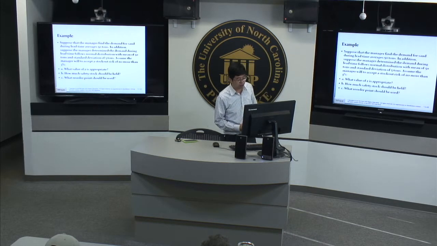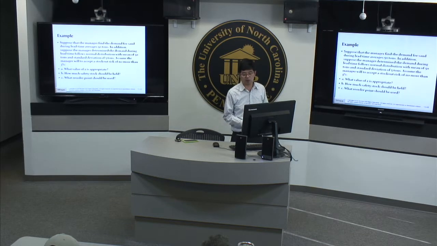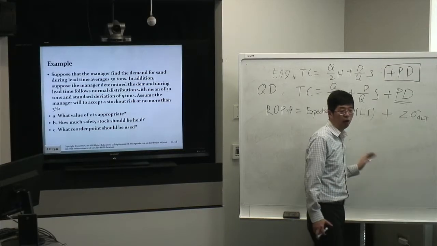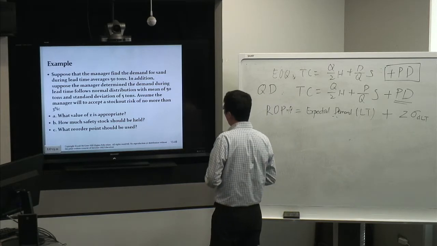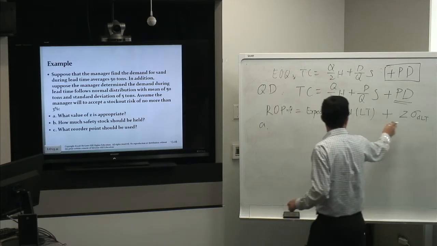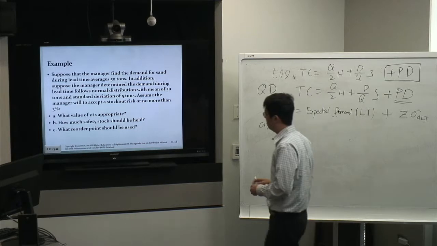Assume the manager will accept the stock out risk of no more than 3%. That means the service level is 97%. Question A. What value of Z is appropriate? So we have to first determine the Z before we can calculate safe stock. What value of Z is appropriate for us to plug in for this safety stock model?